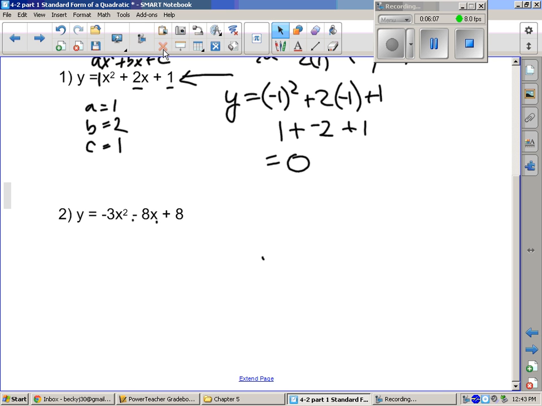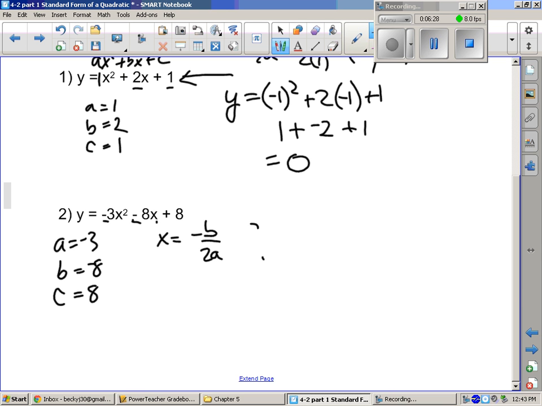All right, same thing. We have to find the A, B, and C. So my A is negative 3, B is negative 8, and C is 8. Don't forget the negative signs go with the A, B, and C. Next, to find the x-coordinate, we do negative b over 2a. Negative b would be negative negative 8. So that's just 8. And then 2 times negative 3.